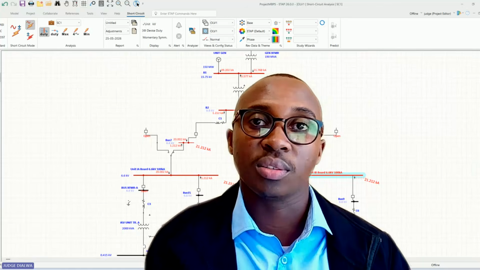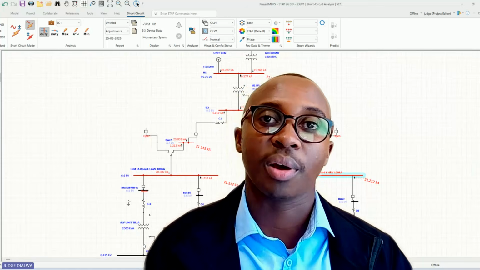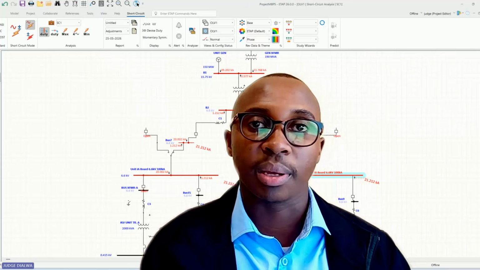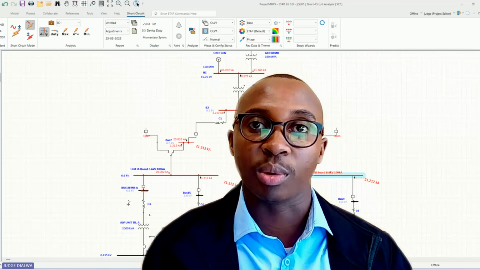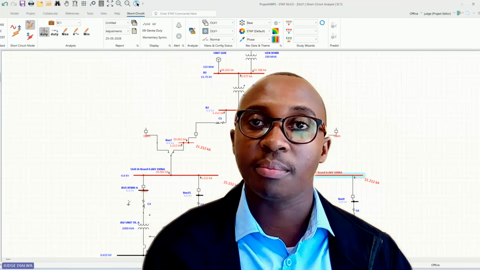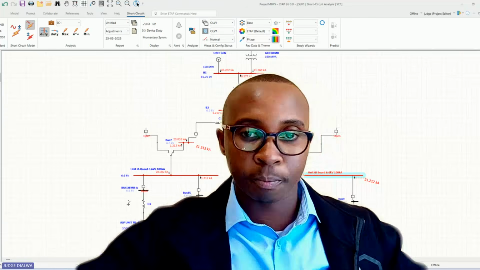So the whole essence of this video is to see how we can simplify our network into what's called an impedance diagram, whereby each equipment will be represented in its equivalent impedance. In that way, we'll be able to compute the fault current, factoring in the total impedance contributing to the fault current. So let's get started.